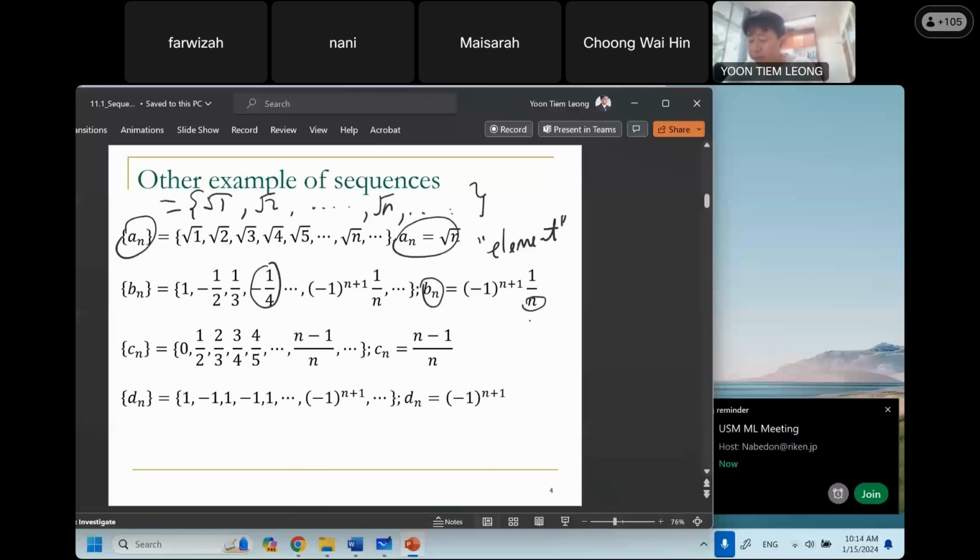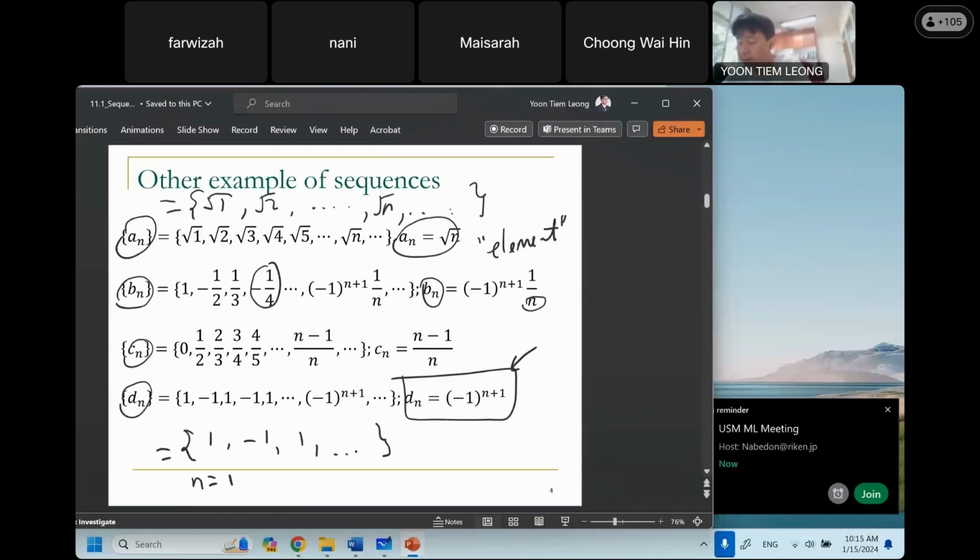Once the expressions of the terms of the sequence are given, you should be able to write down the terms in the sequence. For example, if you're given sequence D equals to minus 1 raised to the power of n plus 1, then you know that the first term corresponds to the index n equals to 1. When n equals to 1, d1 is positive 1 and d2 is negative 1. The third term, n equals to 3, corresponds to the positive 1, etc.